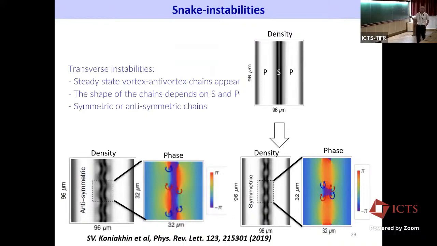dark solitons can form in this channel inside the two high density regions, but of course, due to the fact that this fluid is at rest, these solitons are unstable against transverse instabilities, and then they break into vortex, anti-vortex, and in particular, a steady-state vortex, anti-vortex chain appears. The shape of this chain depends on the relative intensity in the regions P and S. We can see that, in principle, it is possible to observe an anti-symmetric vortex anti-vortex chain or a symmetric vortex anti-vortex chain.